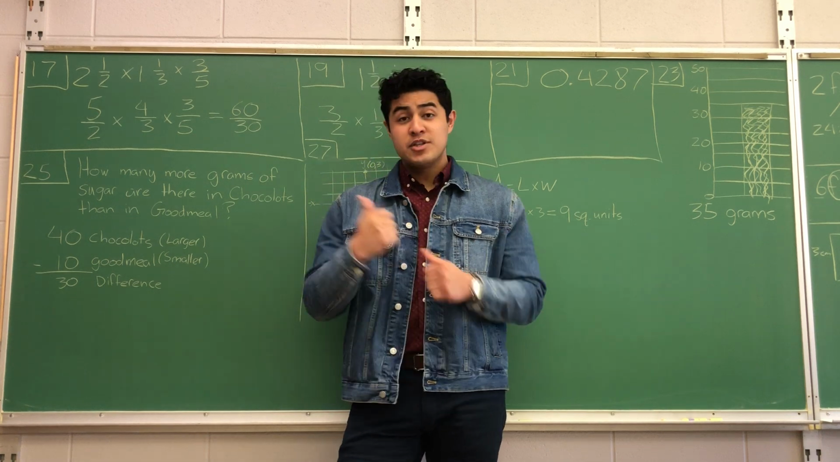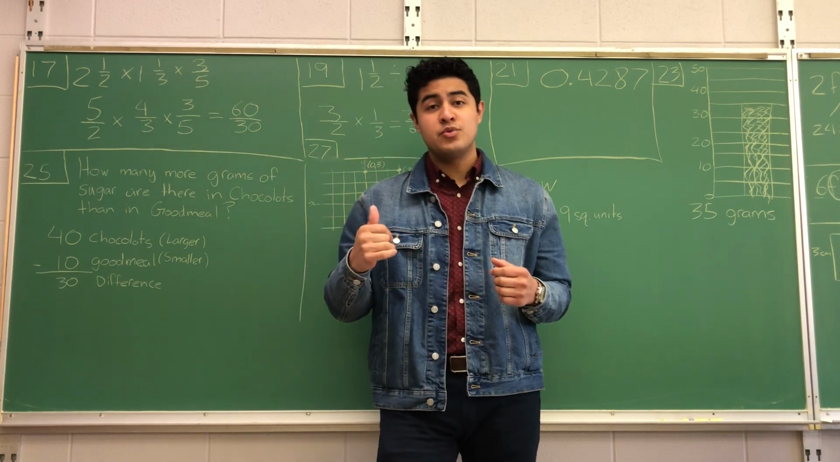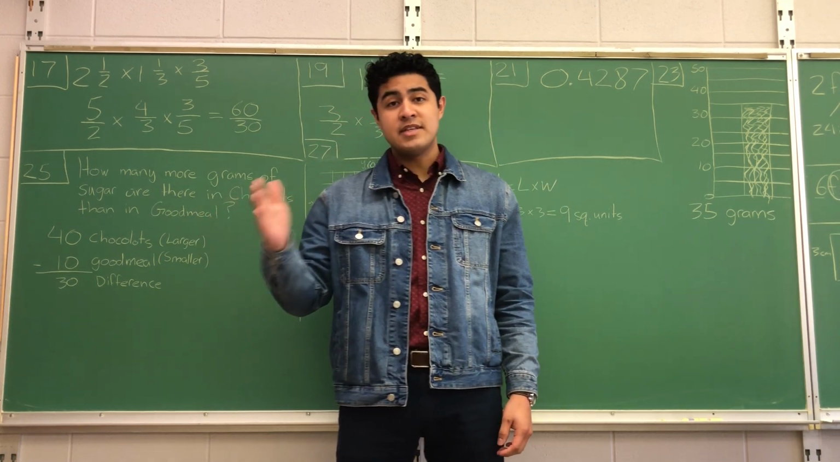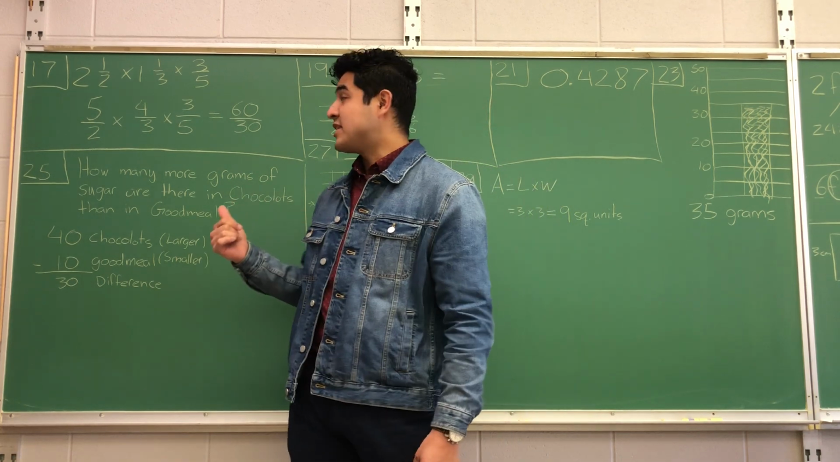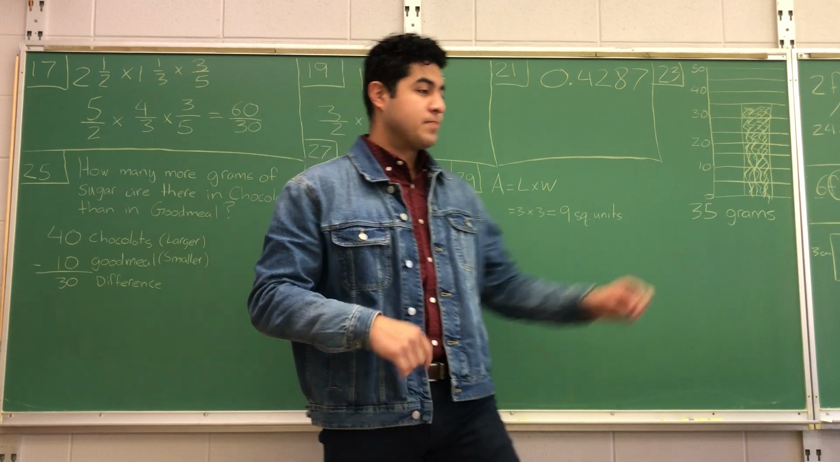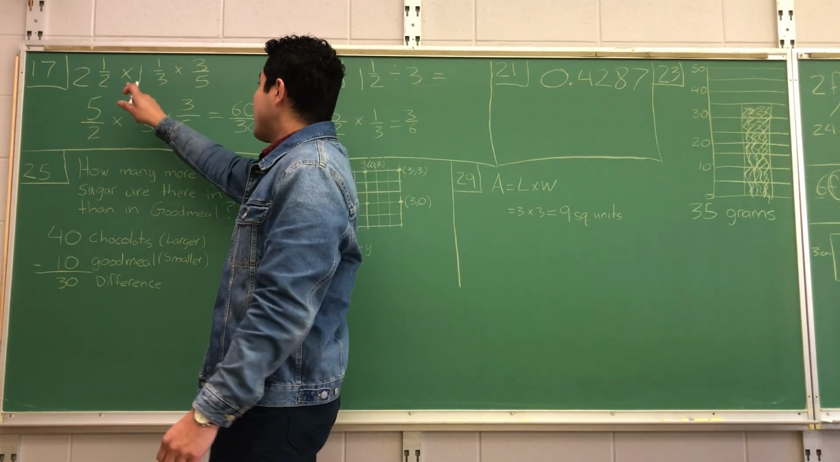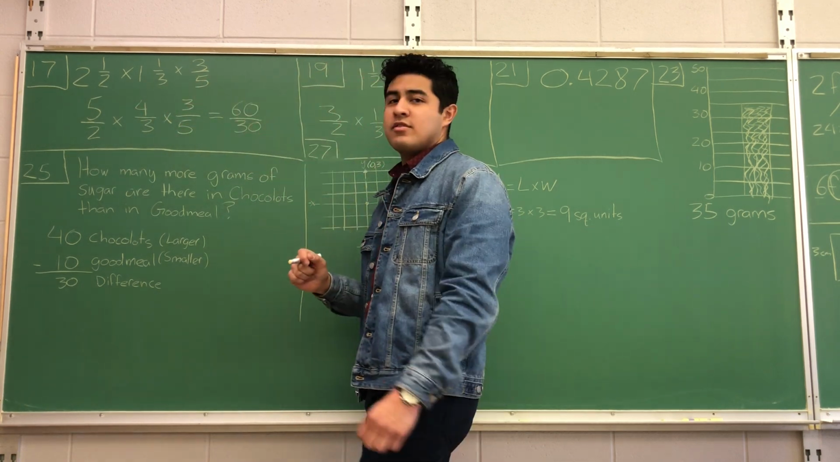All right, let's go ahead and jump right into the lesson. We left off on lesson 79 and we're gonna do the odd problems. We're doing problems 16 through 30. So the second half of our lesson, we're gonna work problems 17 through 29 here on the board. So let's jump right in. Our first problem is 2 1/2 times 1 1/3 times 3 3/5.